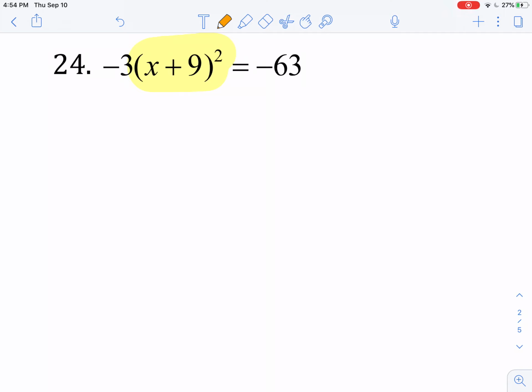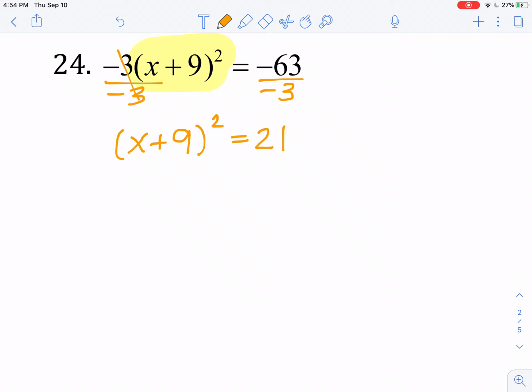It has a negative 3 in front. So to get rid of that negative 3, I'm going to divide by negative 3, and I have to do it to both sides. And so those would cancel. We get x plus 9 squared equals positive 21.